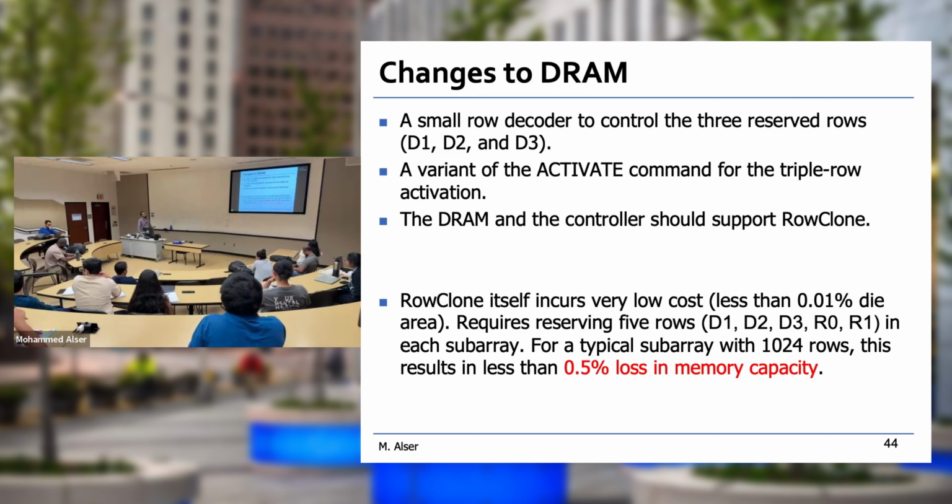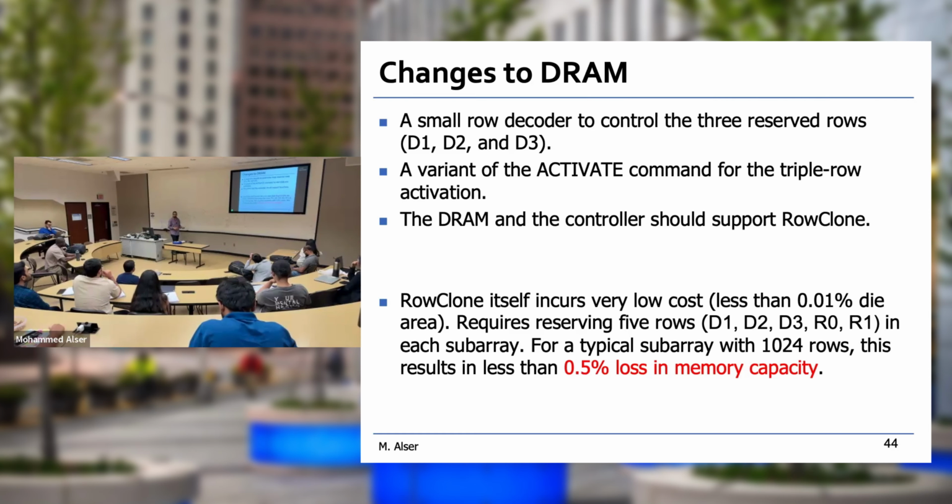The DRAM and the controller should support row clone, because we already know that the DRAM by default does not support row clone. So we have to add that mux, and we have to introduce the transfer command in the memory controller. So the row clone itself incurs very low cost. We saw that already, which is 0.01, which is only the mux. It requires reserving 5 rows. Why 5 instead of 3? Why 5 rows instead of 3 rows?